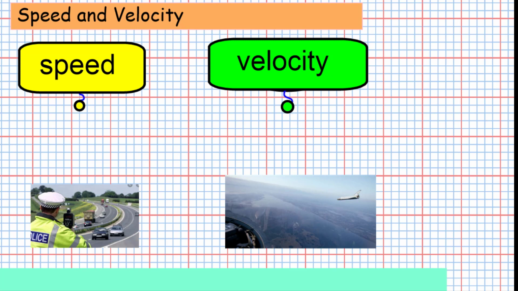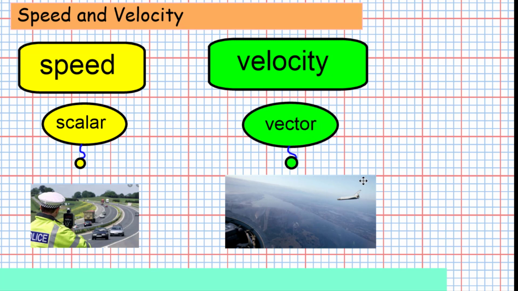Speed and velocity are two similar words, but in physics they are different. One is a scalar quantity that just needs a size or a magnitude, which means it needs a number to give the quantity a meaning. And the other is a vector, which needs a magnitude and a direction to fully describe that quantity. Speed is a scalar quantity, and velocity is a vector quantity.